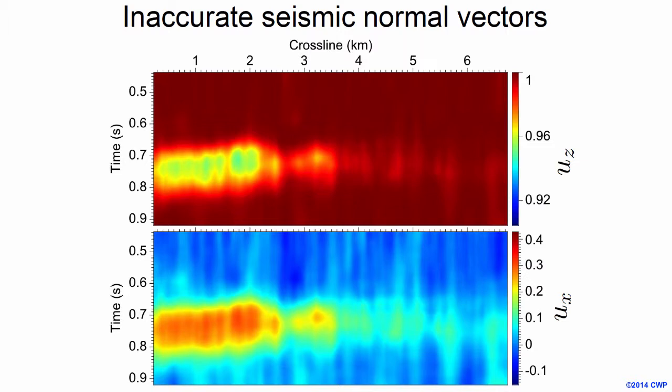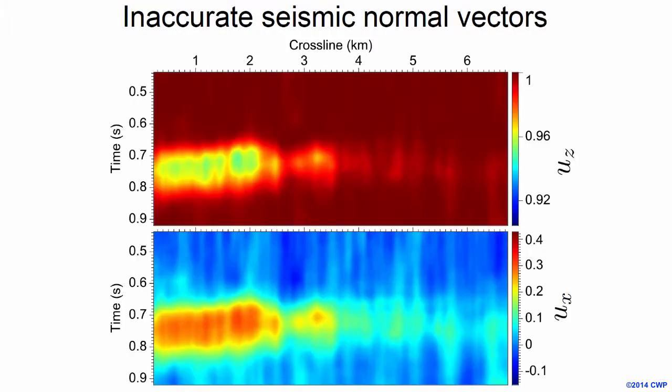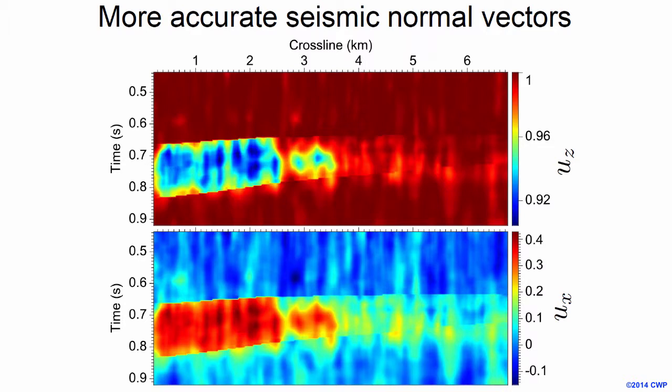Here the image above is the vertical component of the seismic normal vectors, and the image below is the horizontal component of the estimated seismic normal vectors. We observe that both of these two components are smooth at the unconformities, therefore they're not accurate. But now we have detected these unconformities by using the unconformity negative. Therefore, we can use this unconformity negative as constraints to more accurately estimate the seismic normal vectors, as shown here. We observe that these seismic normal vectors are discontinuous at the unconformities as we expect.